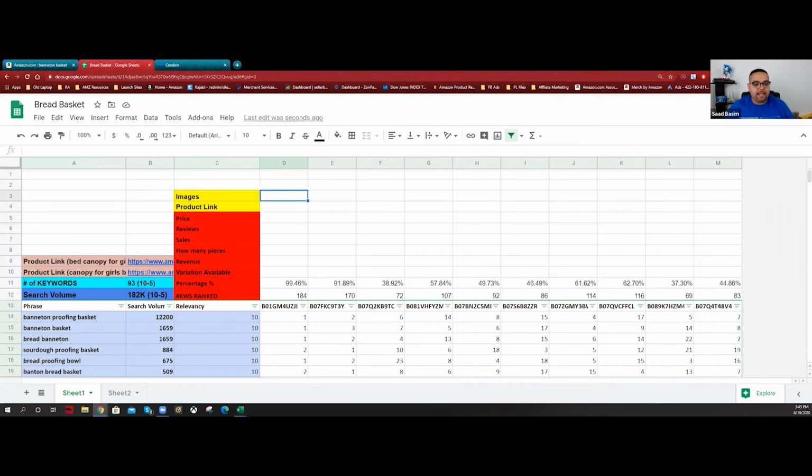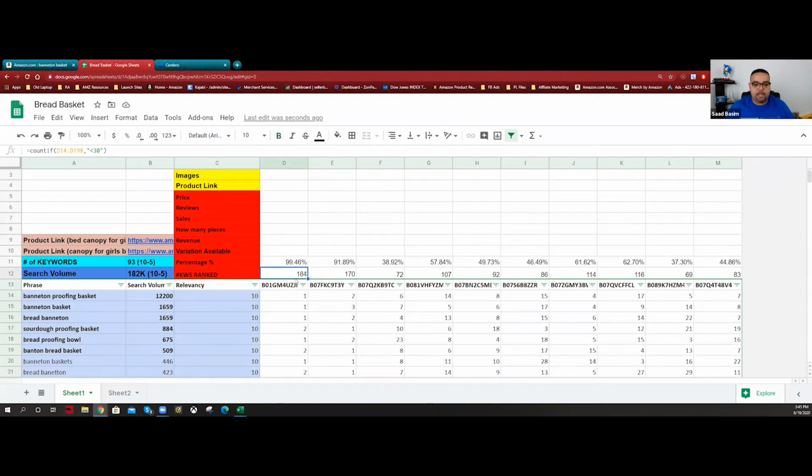At the end of the day, I'm going to show you how the example is going to look at the end of it. But now I have the keywords they're ranked for. So here I know how many keywords this ASIN is ranked for, 184, this 170, and so on. And the percentage of keywords. So this guy ranked for 91% of the highly related keywords, this 38%, 57, 49, 46, and so on.